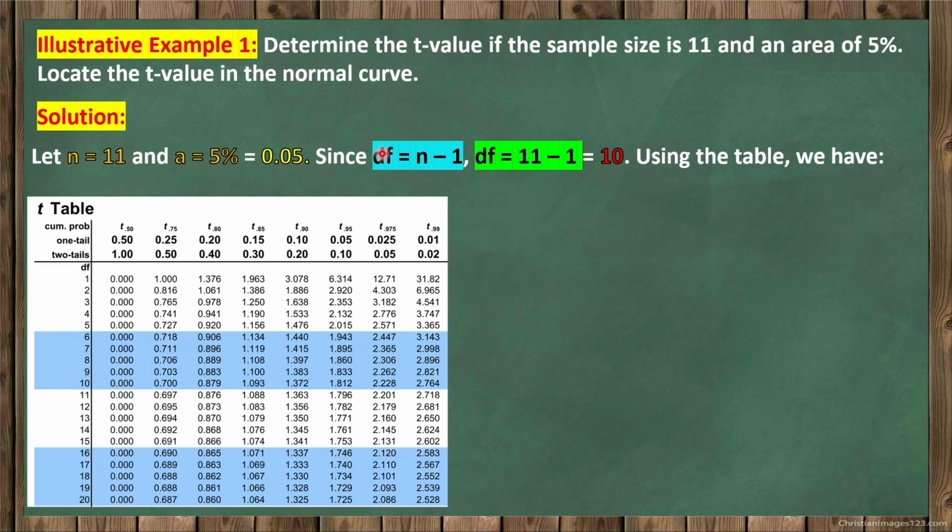So when we compute for the degrees of freedom, it is like n minus 1. So since ang n natin is 11, by substitution, 11 minus 1 is equal to 10. Therefore, ang ating degrees of freedom will be 10. So using the table or the t table, kung mapapansin niyo dito class, we have one tail and two tails. So dun lang po tayo sa one tail. So we're going to get the t value in the normal curve using the t table.